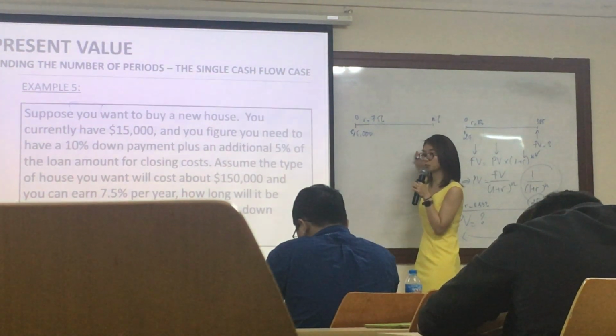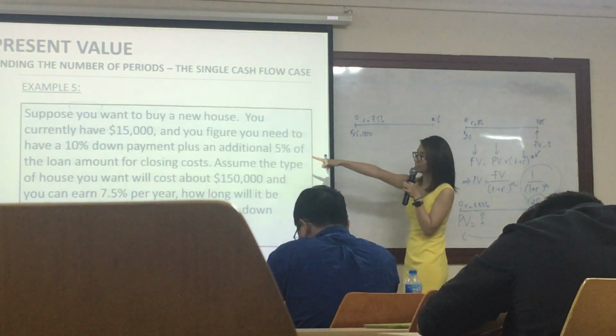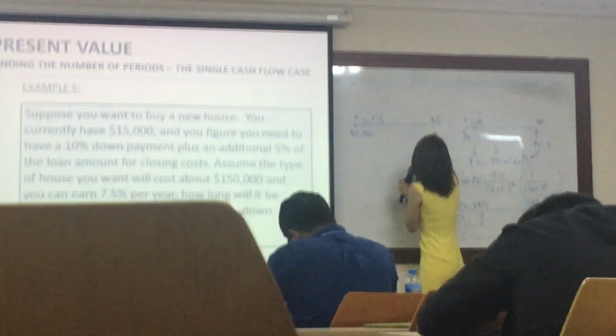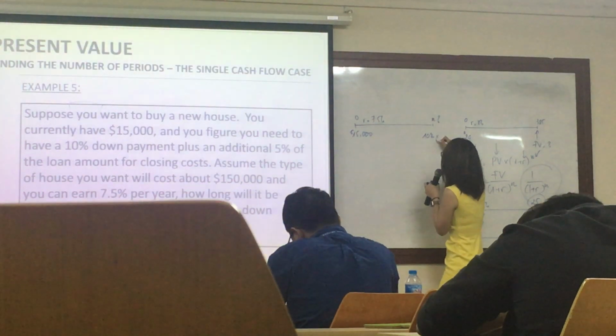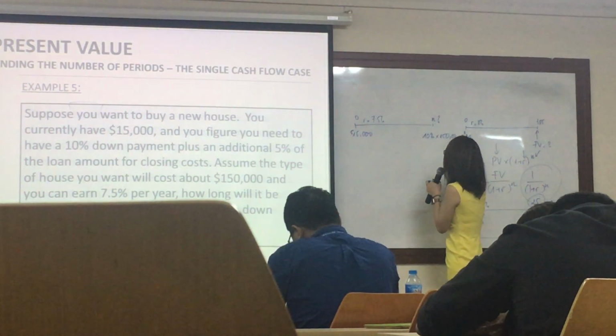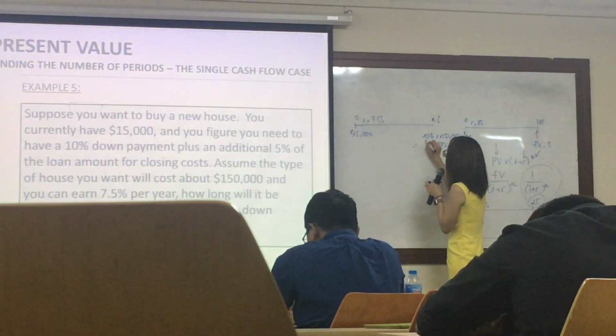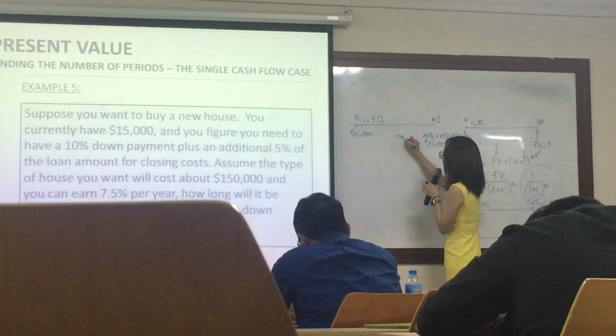buy the house. So 10% of the cost of the house will be 10% of 150,000, which is 15,000 US dollars. First, this is for the down payment.